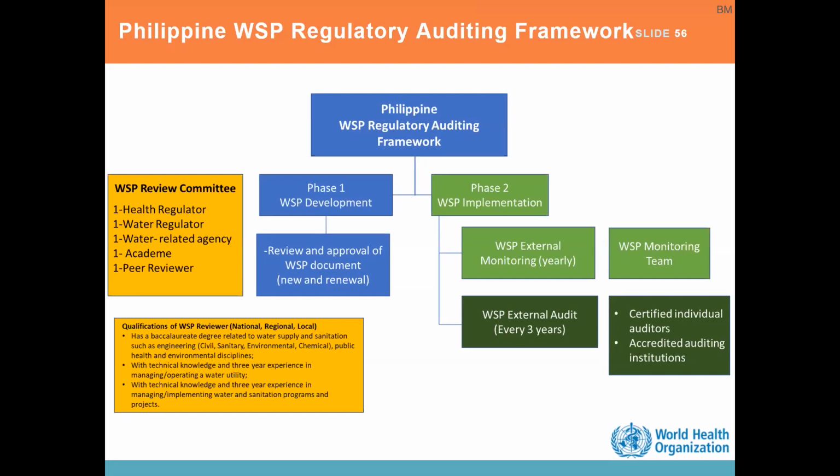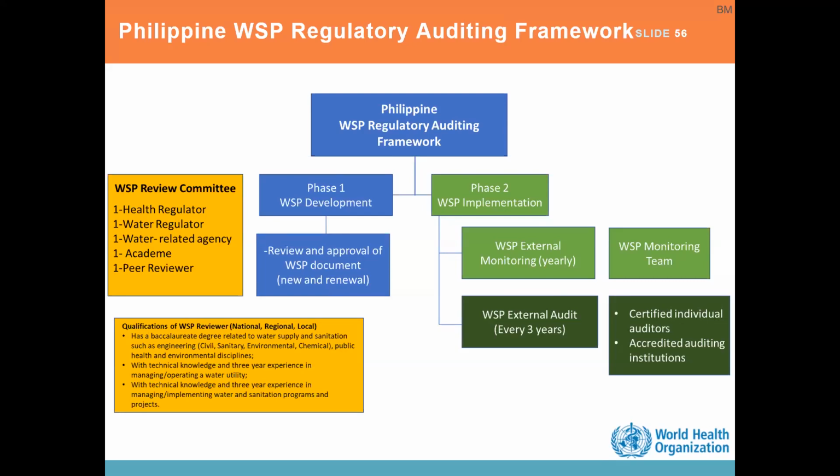On the second phase, Water Safety Plan implementation, there are 2 activities that I also mentioned previously. One is monitoring, which is being done every year. It is being done by an independent Water Safety Plan monitoring team, but we call them deputized agencies, deputized by the Department of Health. So these are agencies that are responsible for regulating other types of water utilities. So they are responsible also for monitoring. They are not involved in Water Safety Plan preparation and Water Safety Plan review.